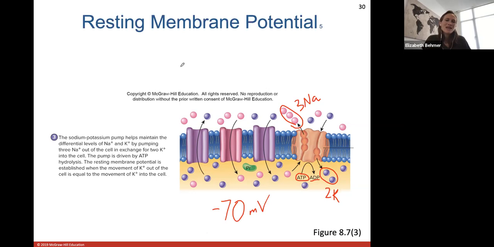Yeah, I don't think it falls into a gated chemical or voltage channel specifically. It's kind of its own. It's just the sodium potassium pump. It's not even really called a channel. It's more like a pump because it requires energy. But I'll double check that. But I think it's separate from the other types.